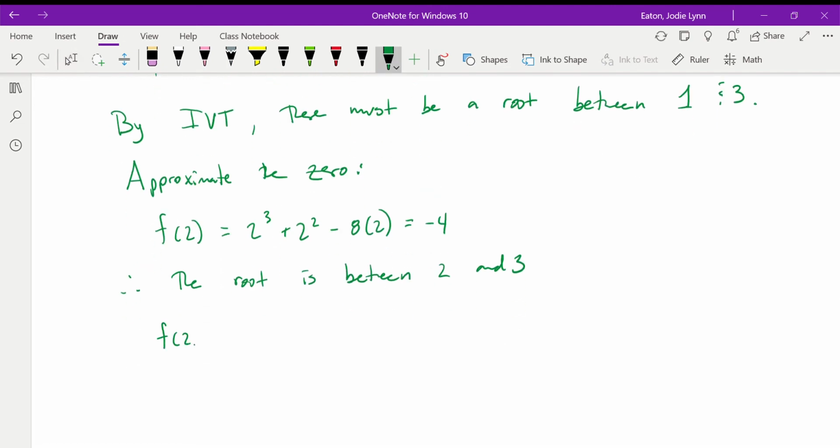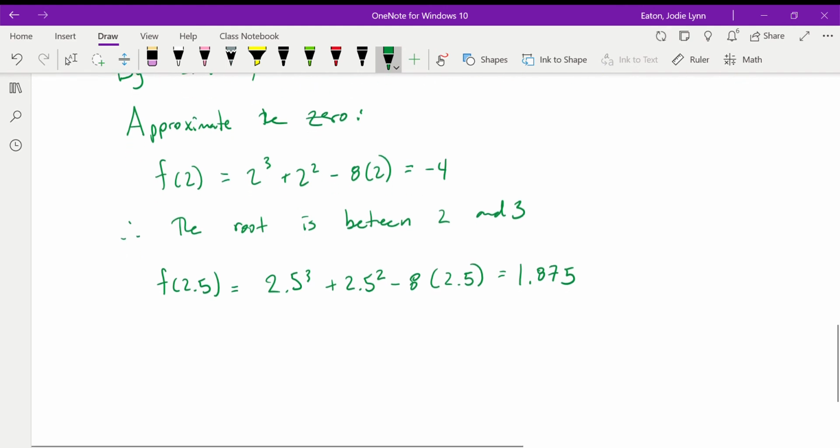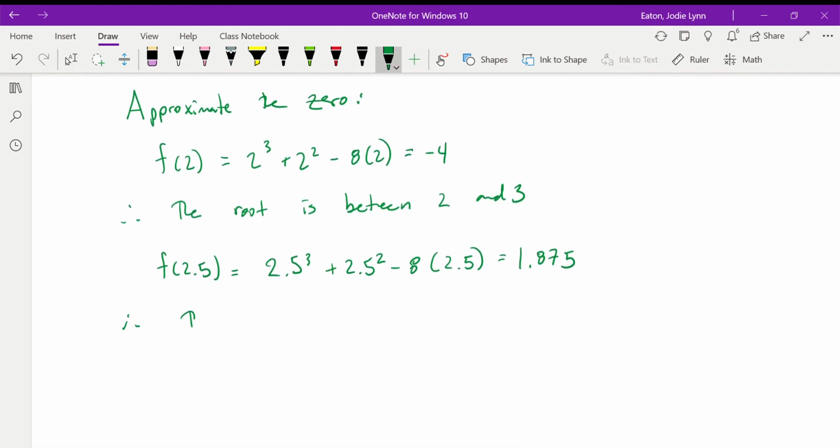Okay, so we can try one more time. So f of 2.5 is 2.5 cubed plus 2.5 squared minus 8 times 2.5, and I'm not going to do that one in my head, 1.875. So now this is positive. So between 2 and 2.5, we're going from negative to positive, so we know the root is between 2 and 2.5. And we could keep going. We could do 2.25 and see whether the root was between 2 and 2.25 or 2.25 and 2.5. And you could keep going until you had approximated it to the degree that you wanted to.